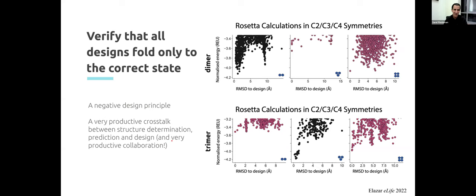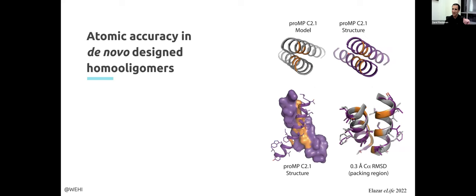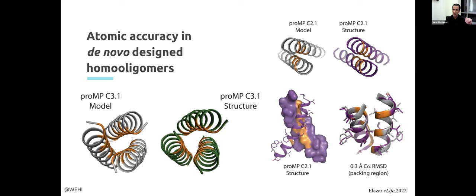We designed dimers, which turned out to be dimers in crystallographic analysis, and also trimers, which turned out to be very accurate as well. And you'll notice that these dimers and trimers are not typically rod-like structures. They're sort of banana-shaped, which is what you often observe in natural membrane proteins. So I was quite happy with this.